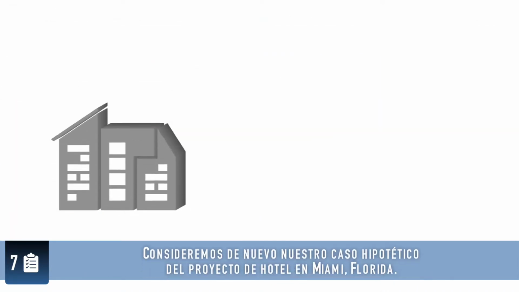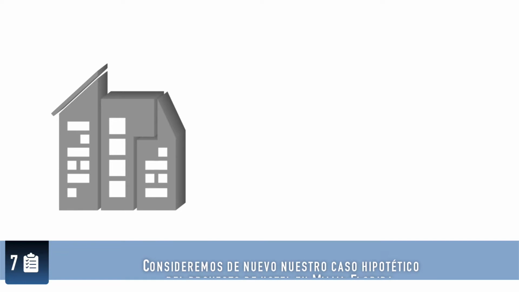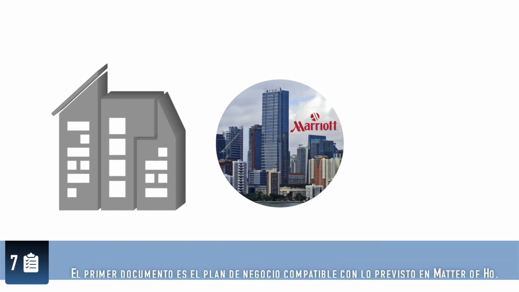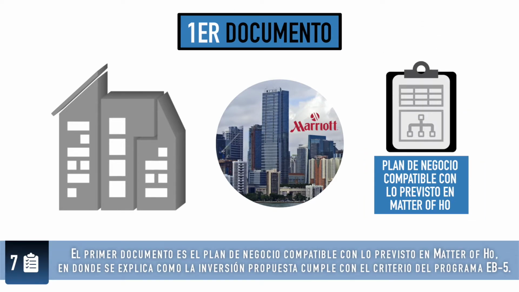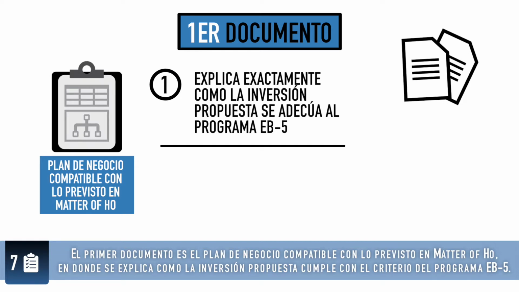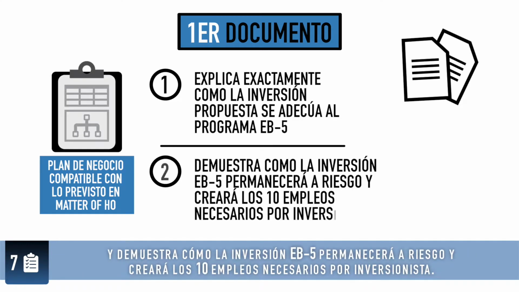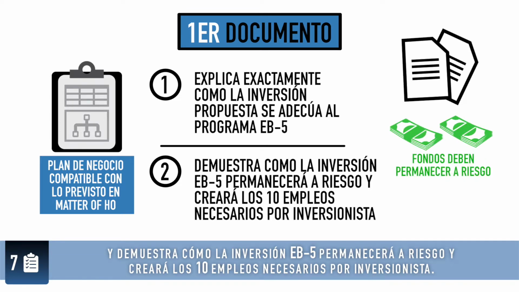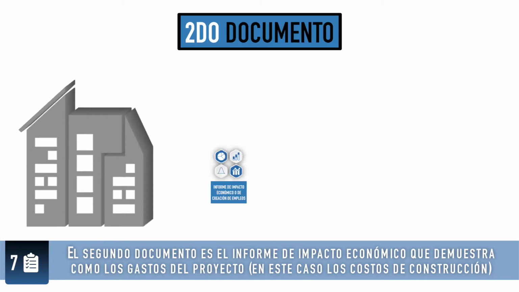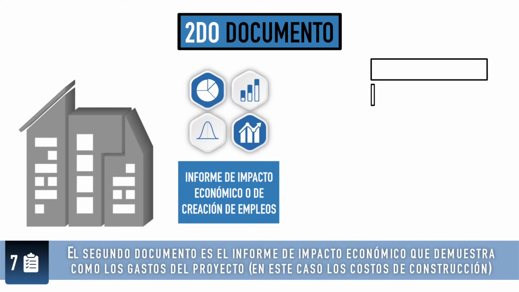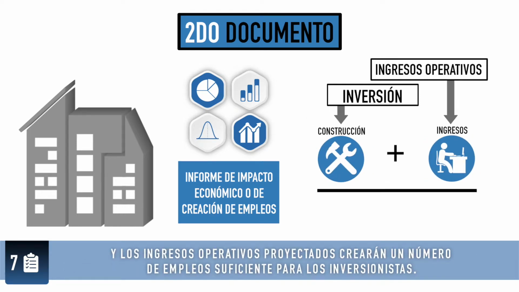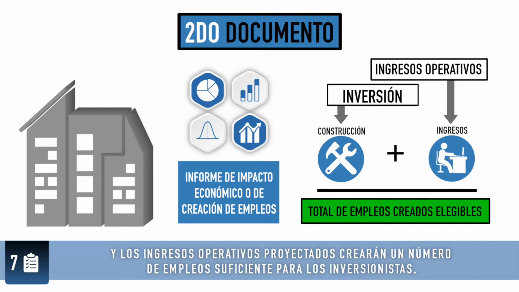Let's consider once more our hypothetical hotel project in Miami, Florida. Let's say the project is to develop a new Marriott hotel in downtown Miami, Florida. The first document is the EB-5 Matter of Hope Compliant Business Plan, which explains exactly how the proposed investment meets the criteria of the EB-5 program and demonstrates how EB-5 investments will remain at risk and create the required 10 jobs per investor. The second document is the Economic Impact Report, which shows how the project's capital expenditures, in this case construction costs, and projected operating revenues will create a sufficient number of EB-5 jobs for the investors.